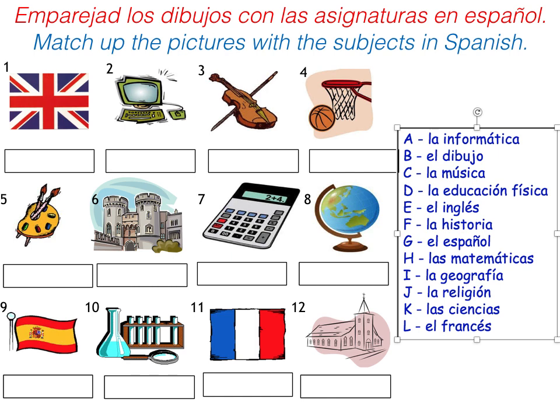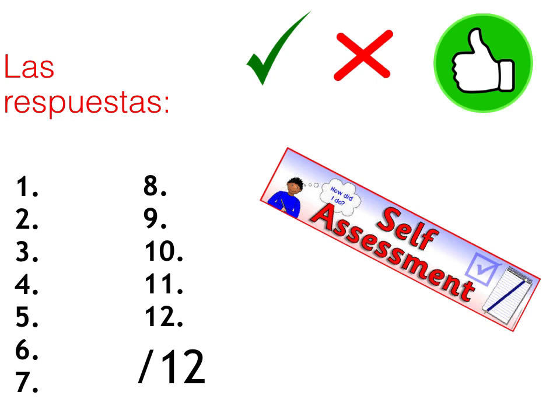Muy bien. A ver, entonces, las respuestas. The answers. Número 1, E. It was el inglés. Número 2, A. La informática. Número 3, C. La música. Número 4, D. La educación física. Número 5, B. El dibujo. Número 6, F. La historia.